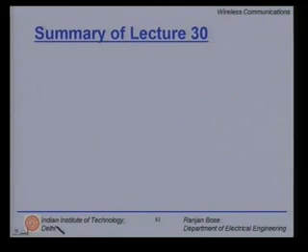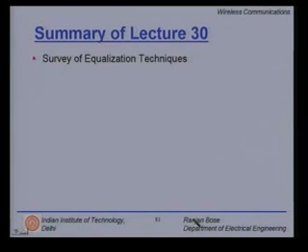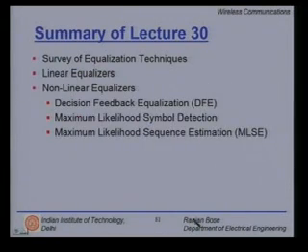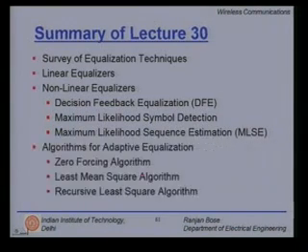So, let us now summarize today's lecture. We started off with a brief survey of equalization techniques, then we moved on to linear equalizers. We then looked at nonlinear equalizer structures and talked about the decision feedback equalizer, the maximum likelihood symbol detection, and finally the maximum likelihood sequence estimation. We also looked at three important algorithms for adaptive equalization: the zero forcing algorithm, the least mean square algorithm, and the recursive least square algorithm. We will conclude our talk here.